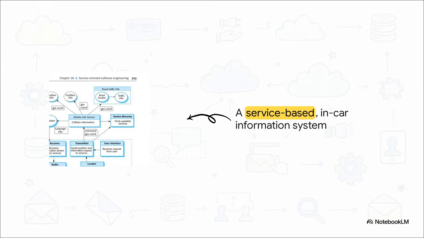If we trace the flow here, we have an in-car software system communicating with external services. The car has a GPS receiver to pinpoint its position and a radio to deliver audio to the driver. As the car drives, its transmitter sends out its coordinates. Notice how it interacts with a service discovery module and a mobile info service. It actually uses these to pull in weather, traffic, and facilities information, and then, this is the cool part, it even passes that data through a translator module before playing it out loud on the radio.